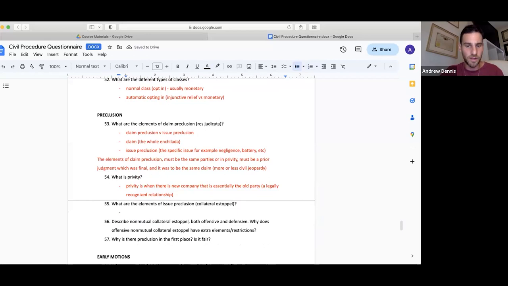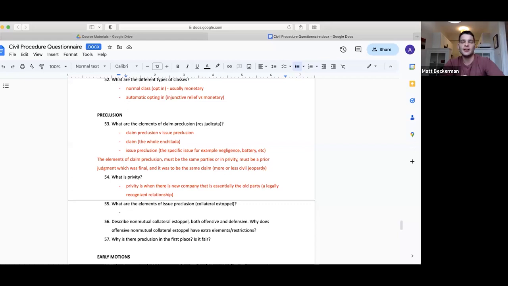Okay. So what are the elements of issue preclusion? So remember, res judicata, claim preclusion, that's like civil double jeopardy. Issue preclusion, collateral estoppel, is about the specific issue, like whether Jay was negligent or not. So yeah, Matt, I can never keep this straight. What are the elements of issue preclusion?